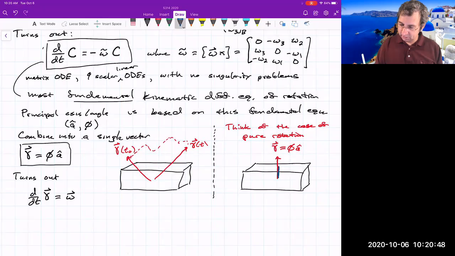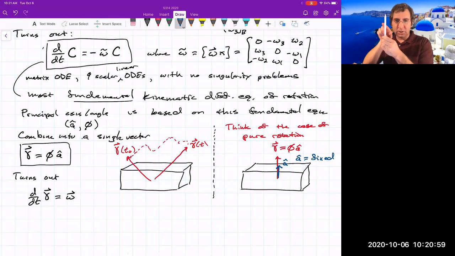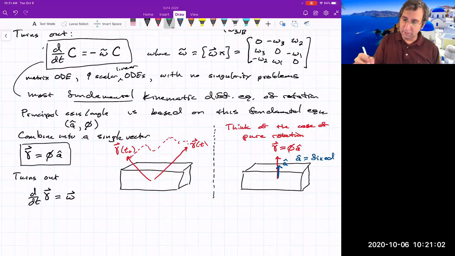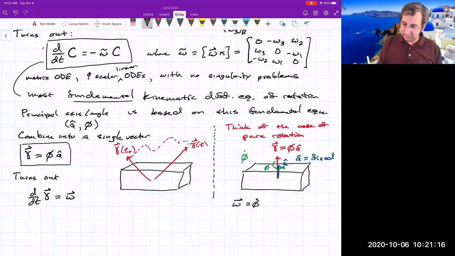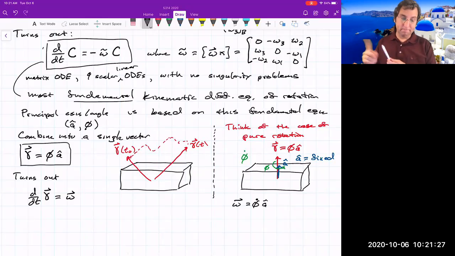A hat will be just this unit vector there, if the axis is fixed. So we're doing rotation just about one axis, but we've got an angle phi that is changing. What do we have? We've got that omega is phi dot times a. That's how you would write the angular velocity. The angular velocity is a rate of change of an angle and a direction, times a hat.